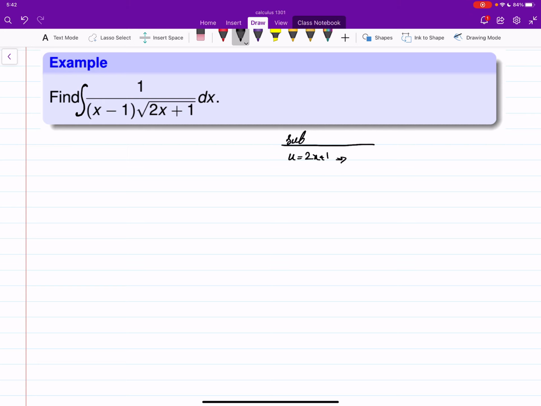So du is 2 dx. And then here you see that u minus 1 over 2 is going to be x. So this way we have the integral of 1 over u minus 1 over 2 minus 1, root u, and this is half of du.